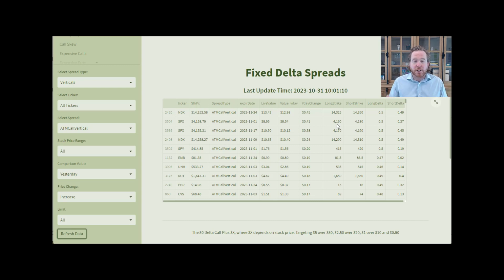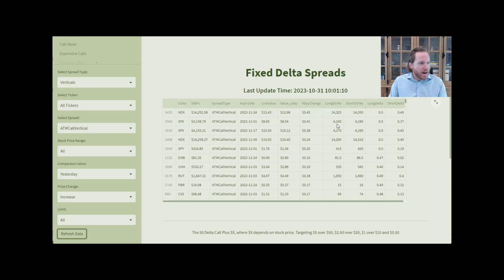Liquidity also matters for execution. So that's reason number two, that we want to make sure that we're looking at spreads in names that are easy to trade in and out of. We don't want to get into something that's going to be really expensive and swamp our edge in the first place. So it looks like our data updated, and we are now looking at the 10 o'clock run, or 10:01 run, of the fixed delta spreads.